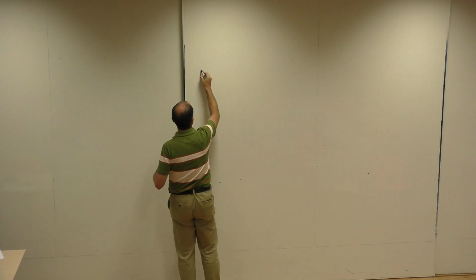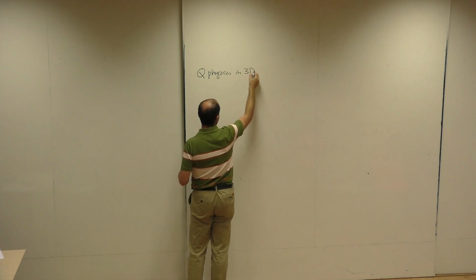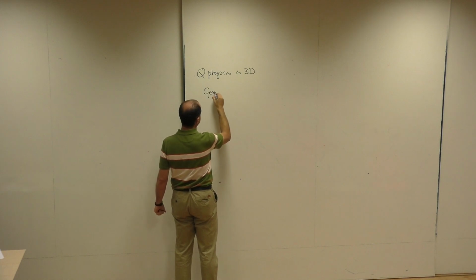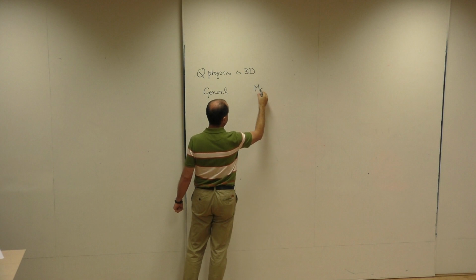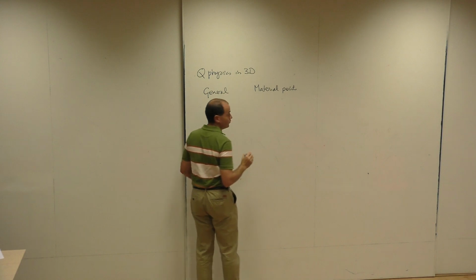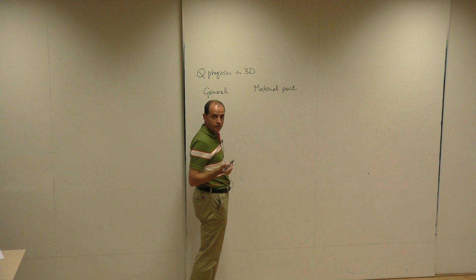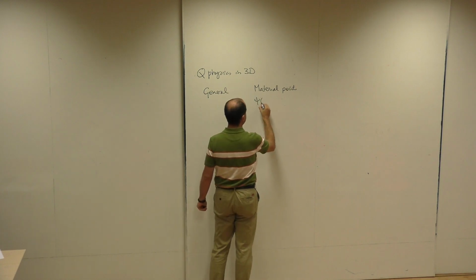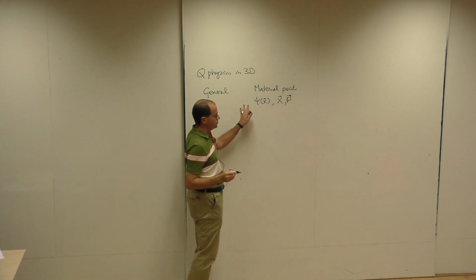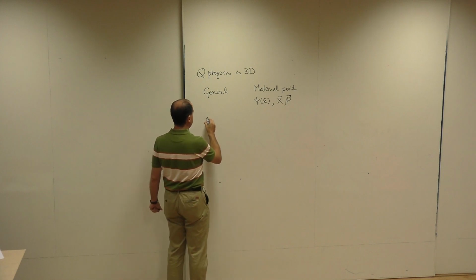So we are in chapter 5, which is quantum physics in 3D, and we saw a few things that are general, and a few things that are for the material point specifically. So we started with the description of the state and operators of the material point, specifically, psi of x, and the operators x and p. This was chapter 5.1. Then we did something general on angular momentum.